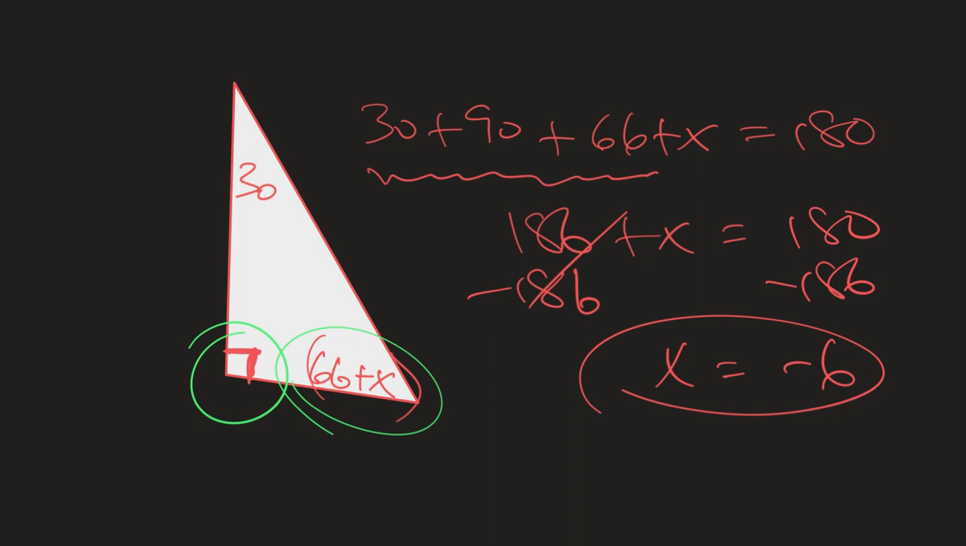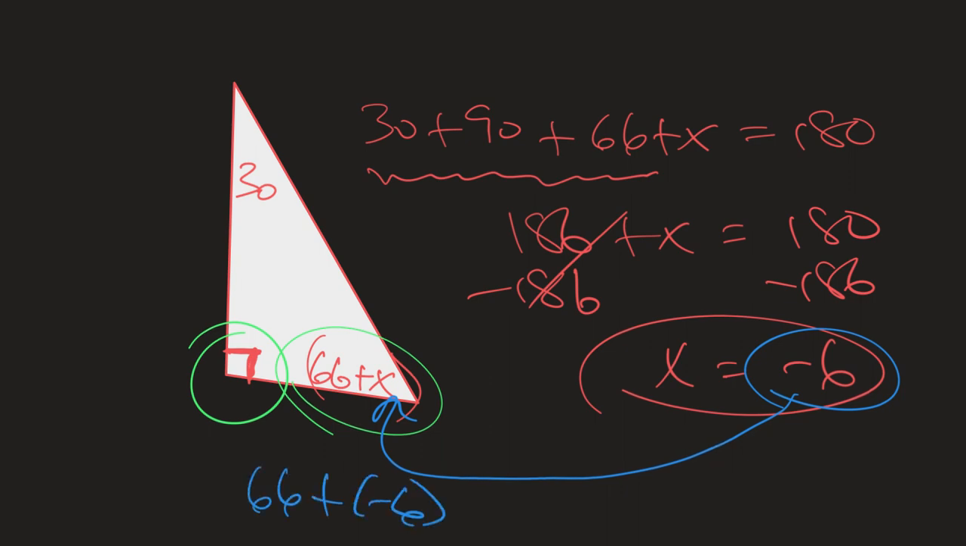So what we're going to have to do is take this negative 6 and go put it in there for x. So now we know what x is, which allows us to take that number and put it in for x. So what would 66 plus negative 6 be? Or really, that's 66 minus 6. What's 66 minus 6? 60 degrees, that's right. That third angle is 60 degrees.